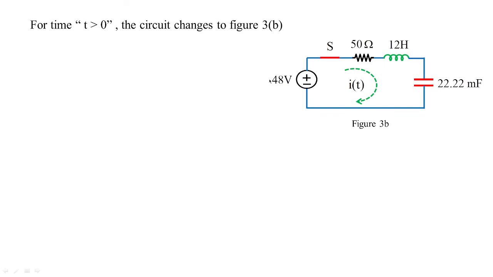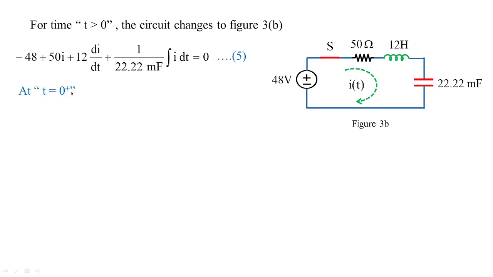Now when the circuit is closed and after t equal to 0, when these parameters are supplied to DC, we are going to frame the transient equation, that is, minus 48 plus 50 times I plus L di by dt, where L is 12, so 12 di by dt, plus 1 by C integral I dt. The 1 by C value is 22 millifarads, so 22 millifarads integration I dt is equal to 0. This is the equation we can frame for the transient current.